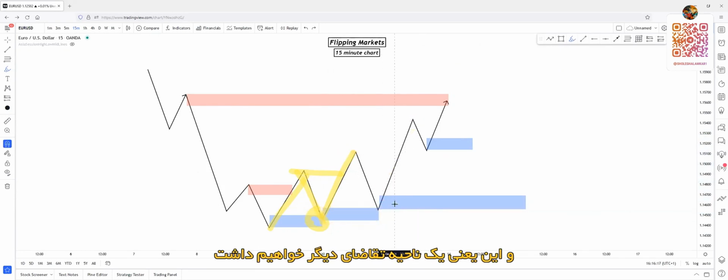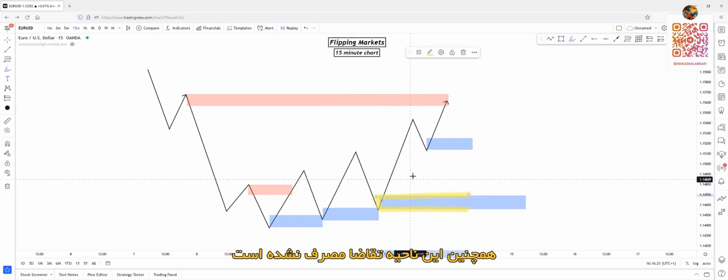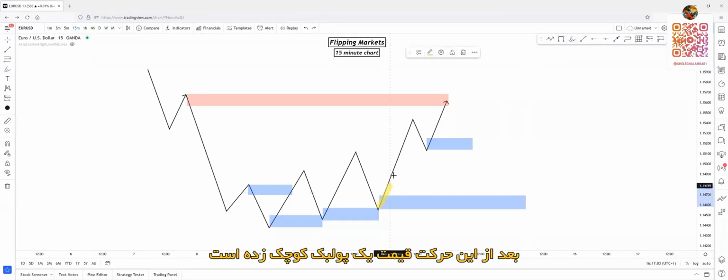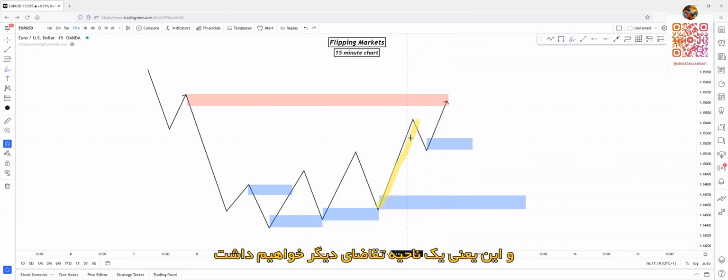This means we will have another demand zone, which is this one. This demand zone also left unmitigated. So after this movement, price did a small pullback here, and after this pullback, price broke structure to the upside again. This means we will have another demand zone, which is right here.